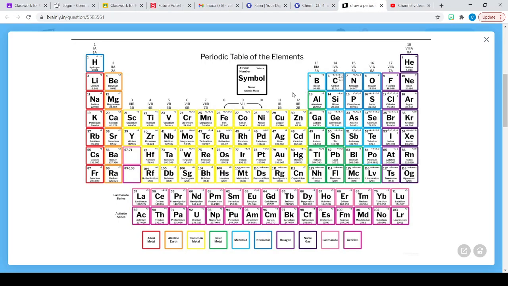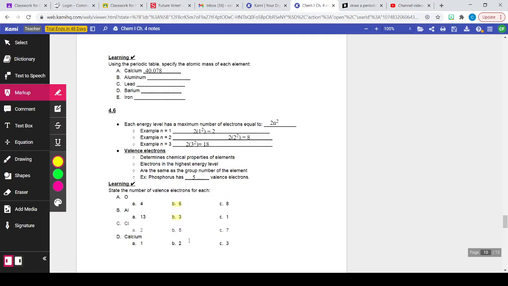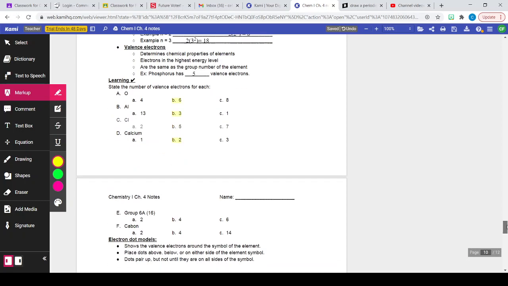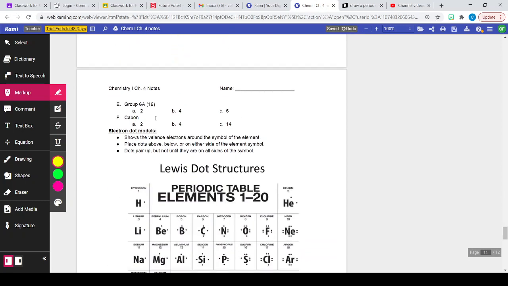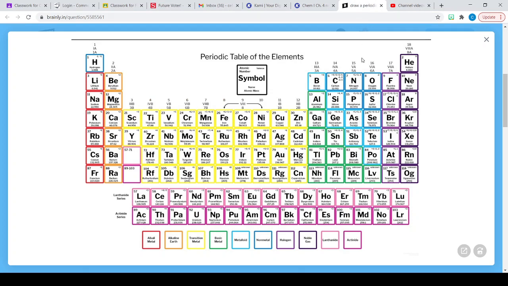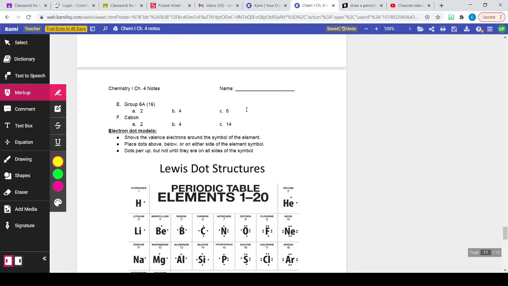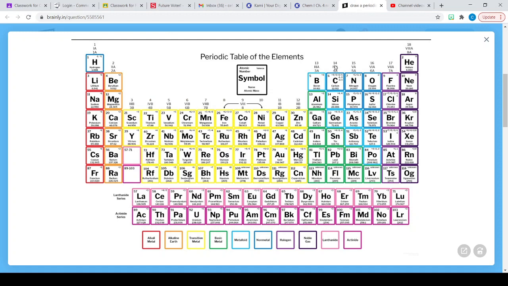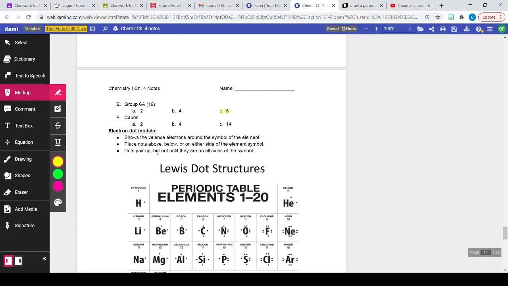Calcium is going to be 2. I believe this one, yeah, that one did let me. Alright. Group 6A, so everything in 6A, which is right here, is going to have 6 valence electrons. And then carbon is right here. That's going to have 4 valence electrons.